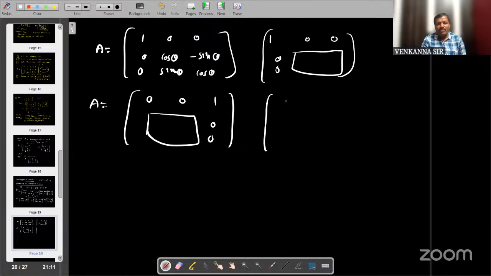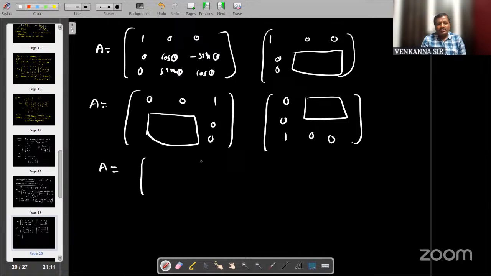And you can write one more example also, 0 0 1 0 0. Here also substitute all 4 by 4. So like that so many examples you can write here. A is equals to, so one more is there, that is 0 0 1 0 0. Here also substitute 4 by 4, all 4 matrices. So many examples you can give for the orthogonal matrix. So that is about orthogonal matrix condition.